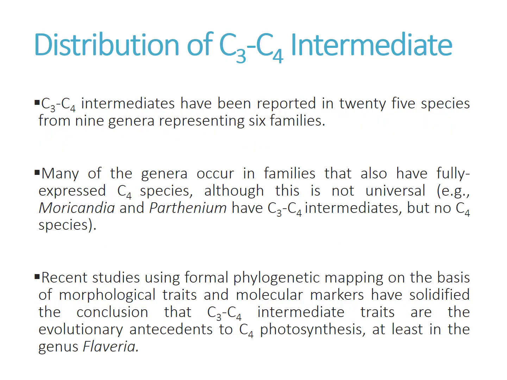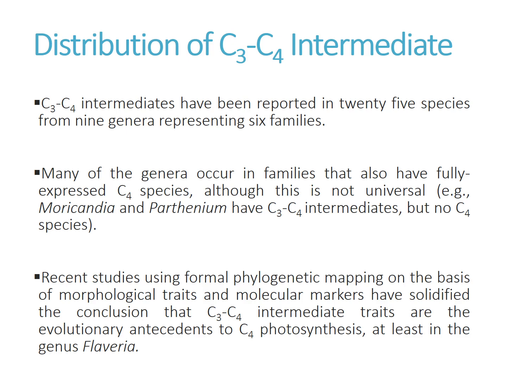Distribution. C3-C4 intermediates have been reported in 25 species from 9 genera representing 6 families. Many of the genera occur in families that also have fully expressed C4 species, although this is not universal. Moricandia and Parthenium have C3-C4 intermediates but no C4 species.